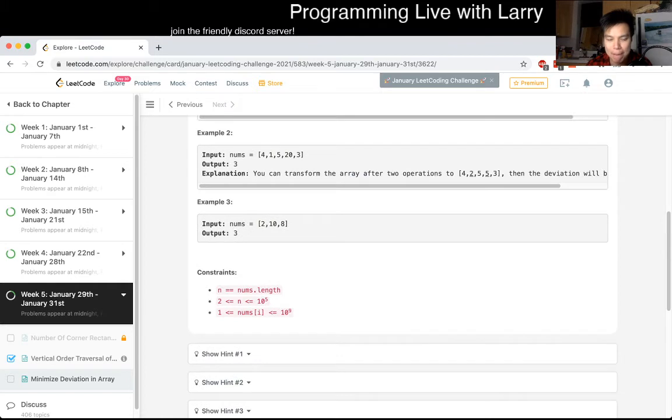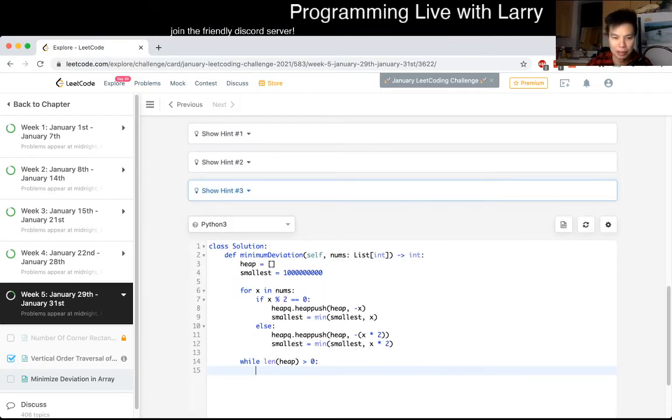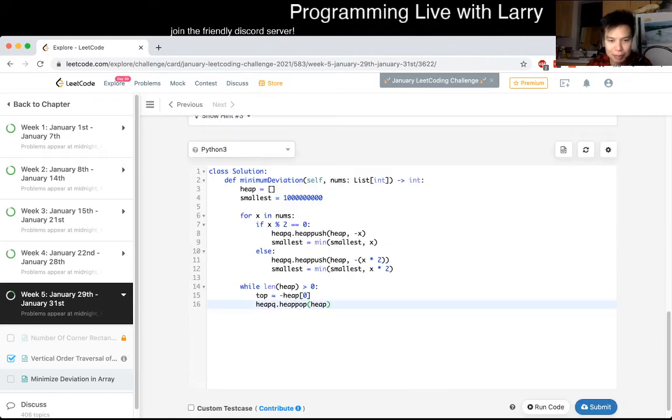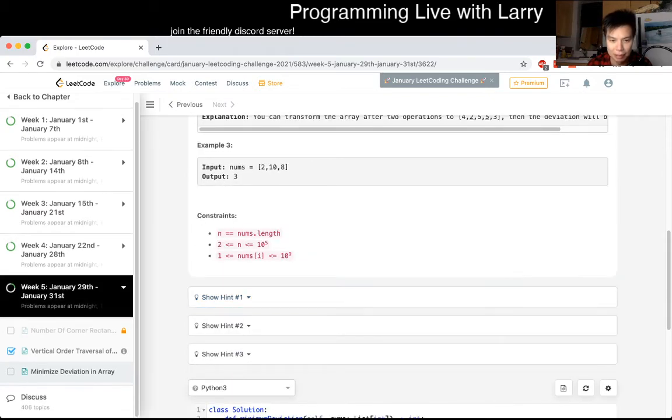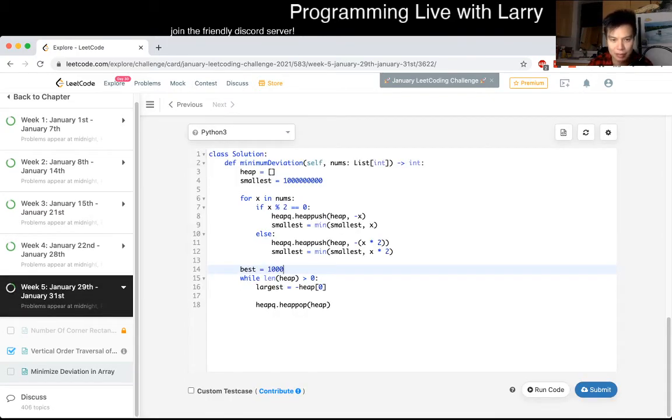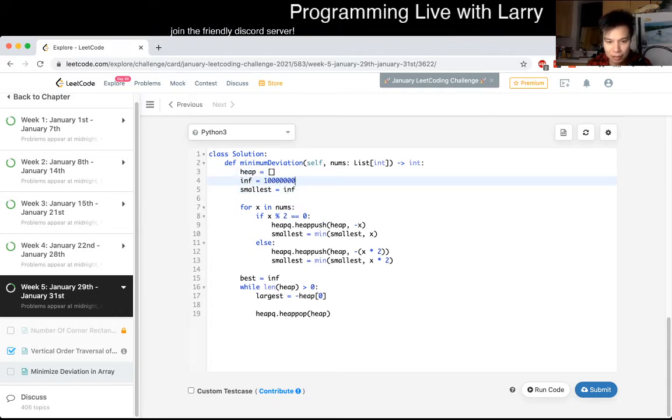But also, now we have a max heap. The top number is going to be the highest number. So top is equal to negative of heap of 0, heapq.heappop of heap. After that, this is the largest. That's called largest. And let's just have a best answer, where we want the minimal deviation. So best is equal to some infinity number. Let's also call this infinity, just in case, because I think in some cases I mess up because of that. So don't repeat yourself. Okay, so now the best is obviously going to be the largest minus smallest.